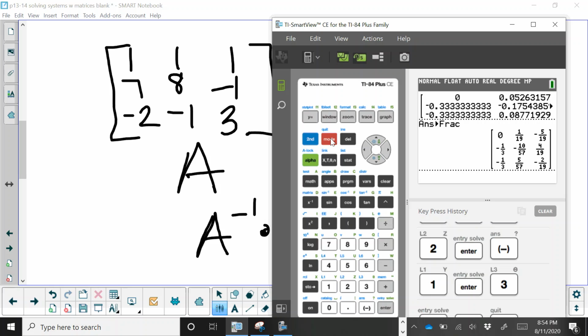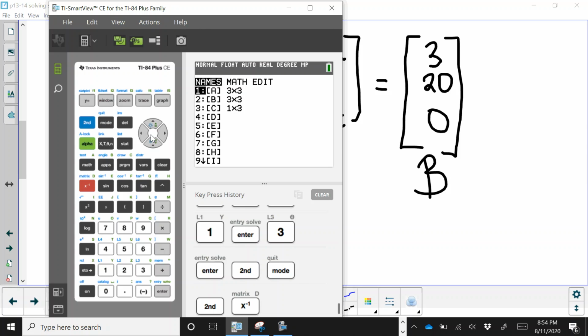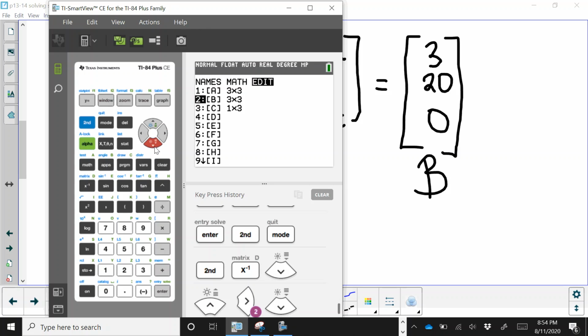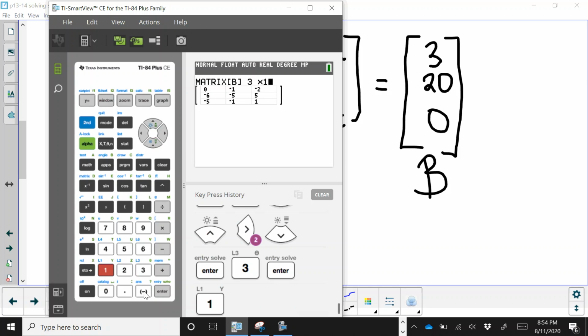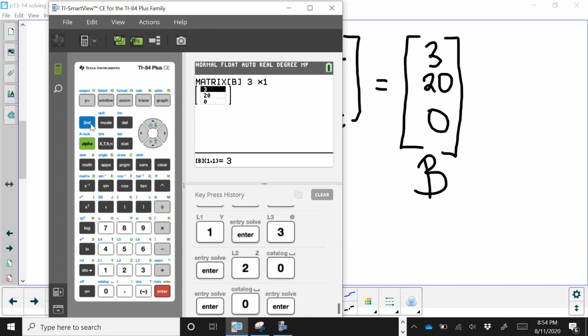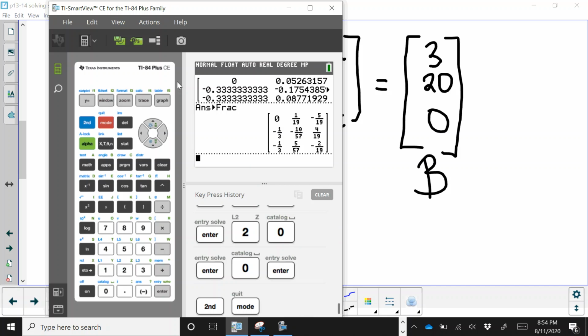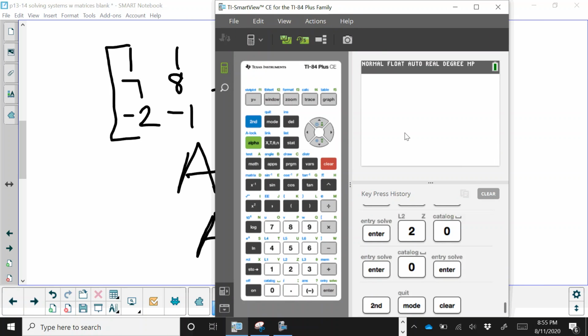Now, we want to put matrix B in, or this solutions matrix. So let's go to second matrix. This time we're going to go over to B, and we're going to edit B. But B is now 3 by 1. So 3 by 1, it's very easy. It's just 3 and 20 and 0. And let's quit. So second mode quits and goes back to the home screen. And I can clear it from here if I want to too. Just get rid of all that work.